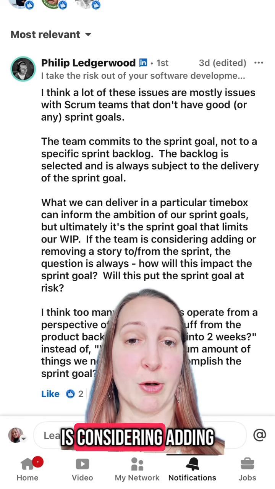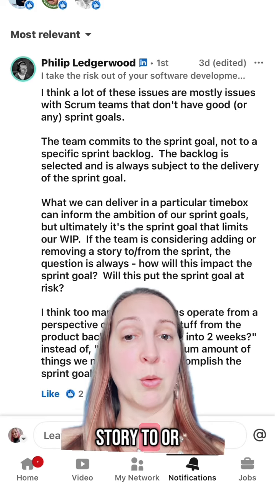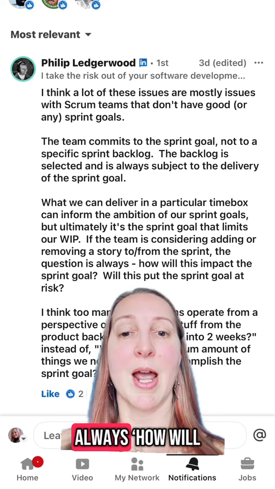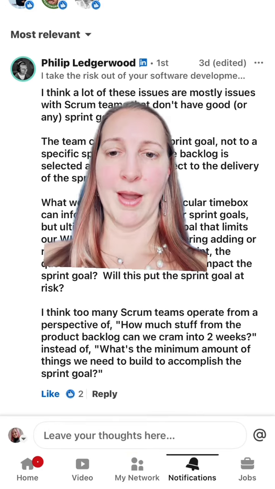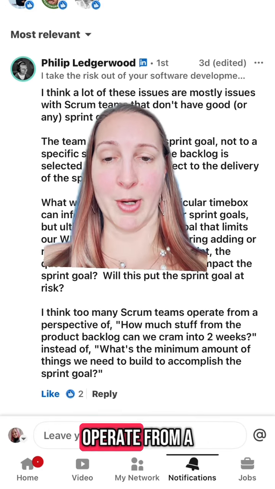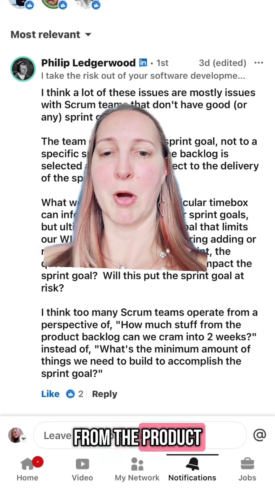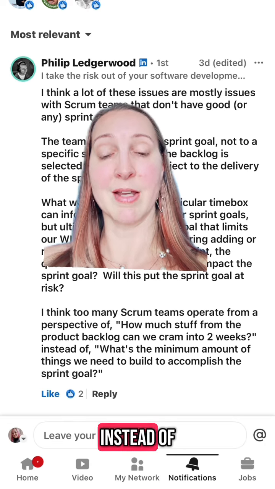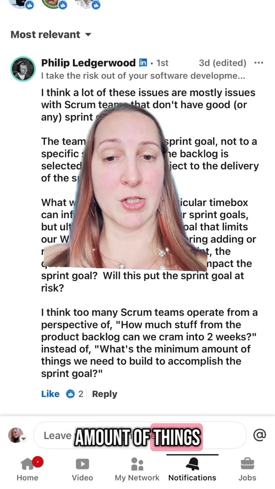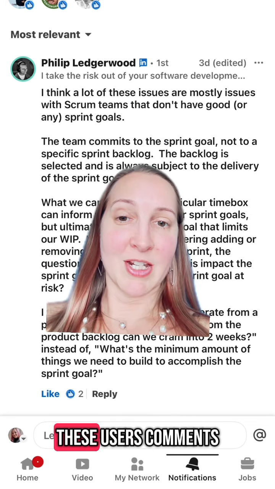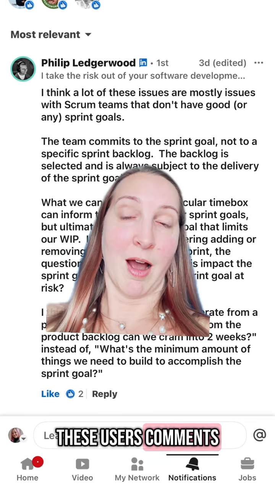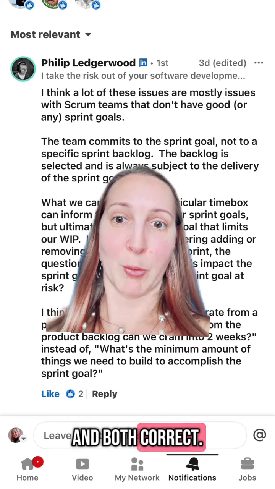If the team is considering adding or removing a story to or from the sprint, the question is always, how will this impact the sprint goal? Will this put the sprint goal at risk? I think too many Scrum teams operate from a perspective of how much stuff from the product backlog can we cram into 2 weeks, instead of what's the minimum amount of things we need to build to accomplish the sprint goal. And both of these users' comments are directly aligned and both correct.